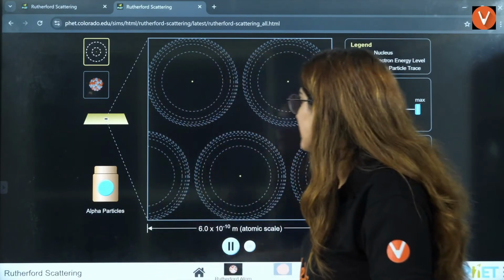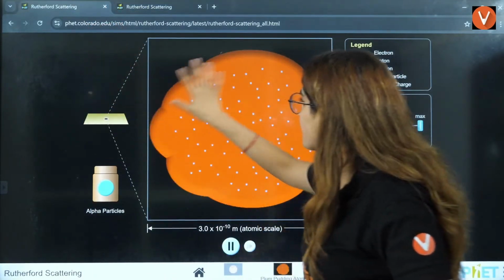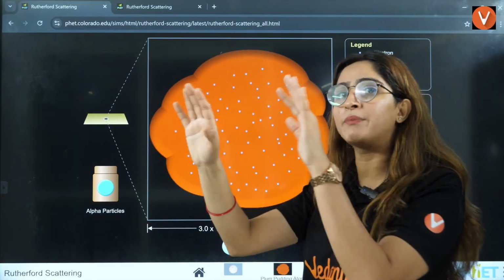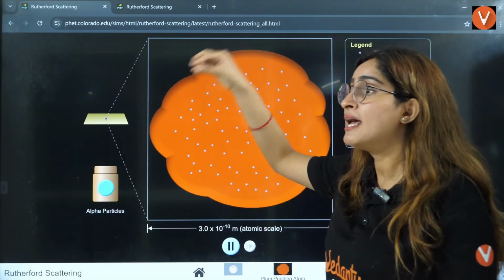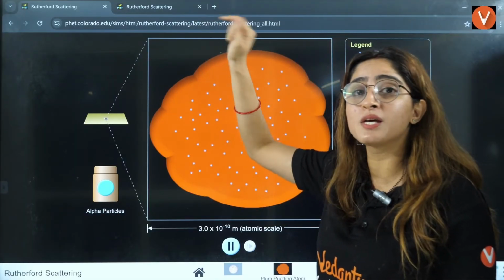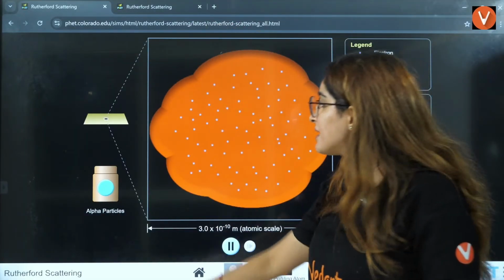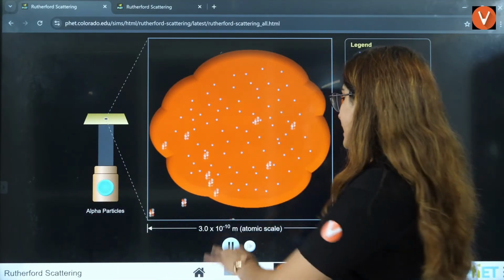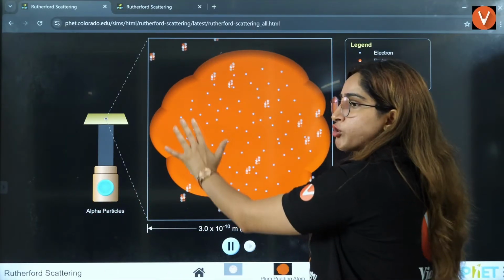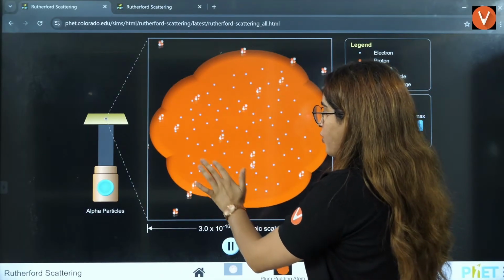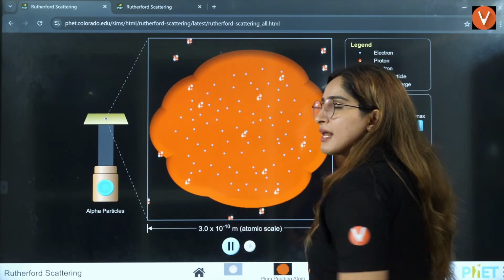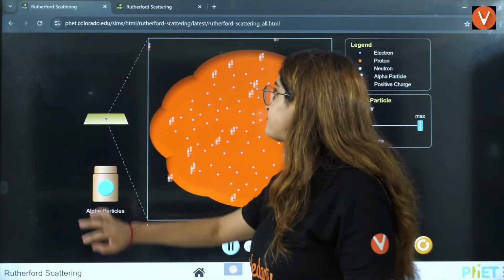Thomson said that there is no empty space here. He didn't talk about any empty space, right? So according to his model, if I am saying that the Thomson model is correct, then on passing the alpha rays, they should not pass in a straight line. This is actually a wrong simulation. It should be going like this. There will be some restrictions here.